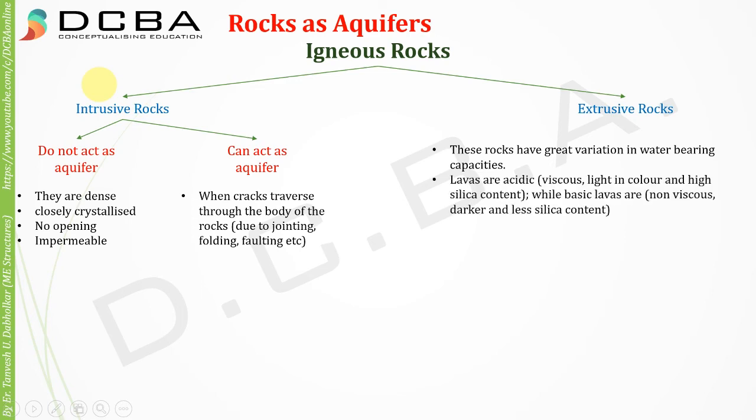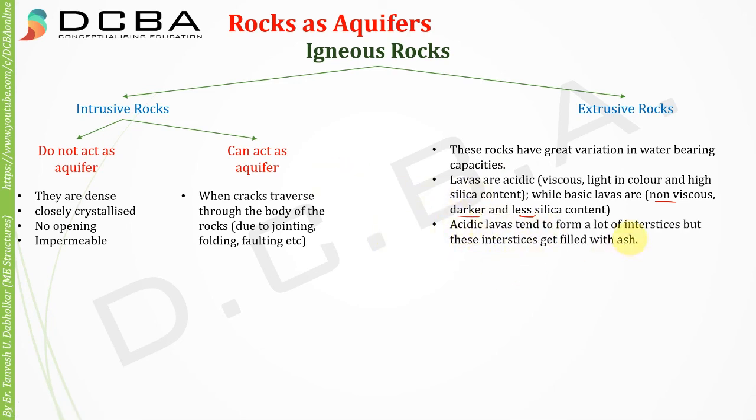Lavas are generally of two types. We can differentiate them into acidic lavas and basic lavas. Acidic lavas are viscous in nature, that is they have a great viscosity, they are thick, they are light in color and have high silica content. Basic lavas are non-viscous, that is the opposite of acidic lavas. They are non-viscous, they are darker in color, as well as they have less silica content. So depending on this, the types of rock formed are also different.